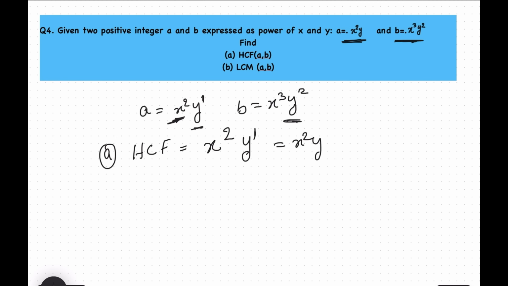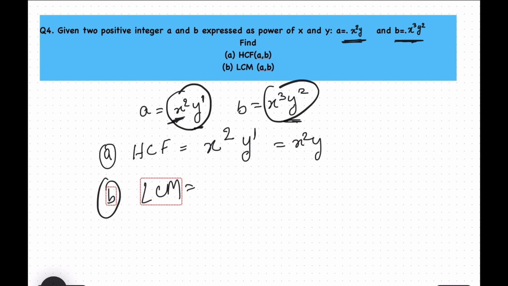In the case of LCM, just the opposite. What is the highest power in both? For x first, between 2 and 3, we'll write 3. And for y, between 1 and 2, we'll write 2. So the answer will be x cube y square.